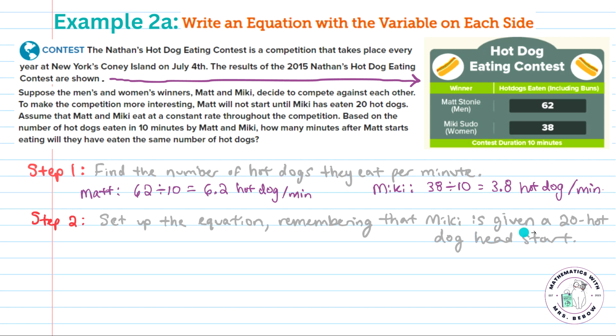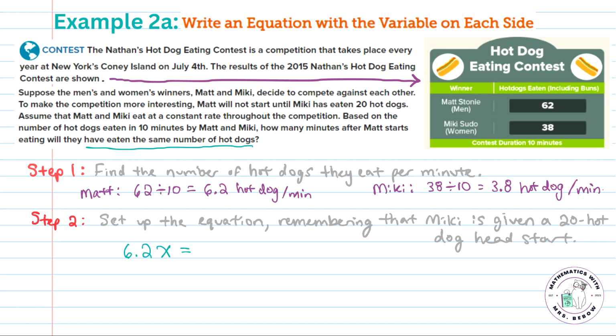And again, remembering that Mickey is given a 20 hot dog head start. So when we set up our equation, we are going to set this up so that each situation is equal to each other, right? Because we're trying to figure out when they have eaten the same number of hot dogs. So Matt is eating at a rate of 6 2/10 hot dogs per minute. And so x is going to be our time, right? Minutes.